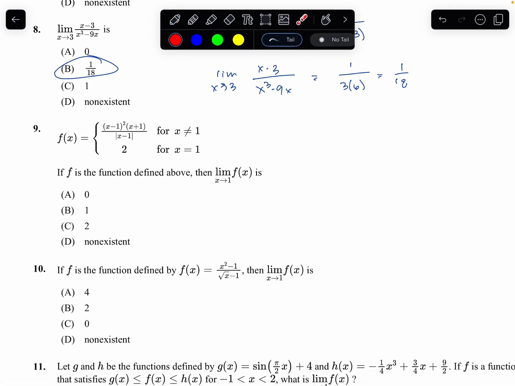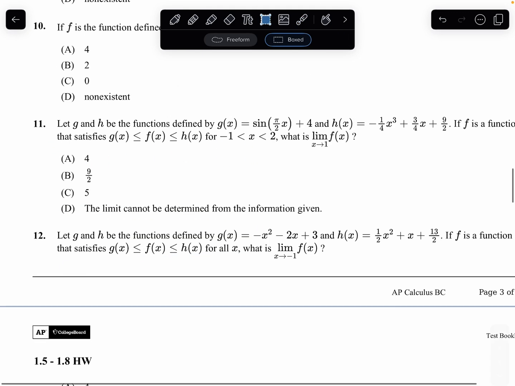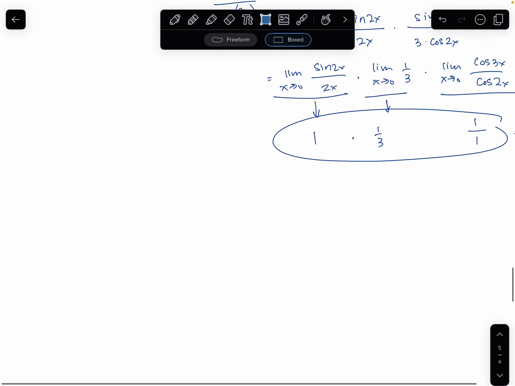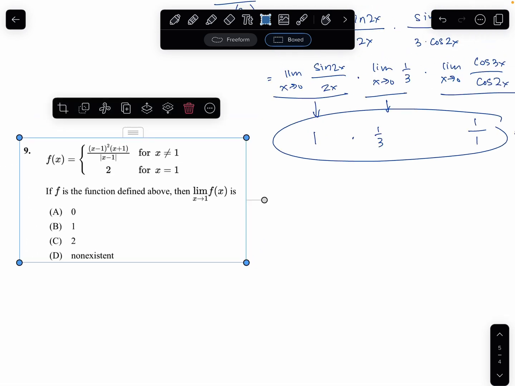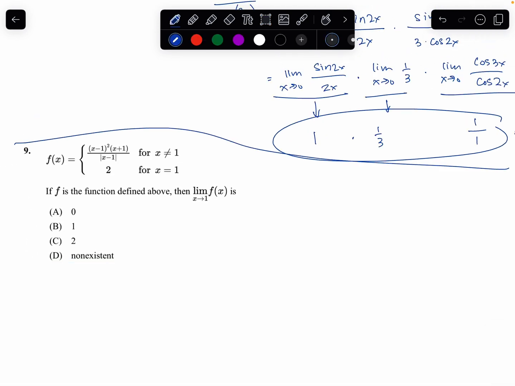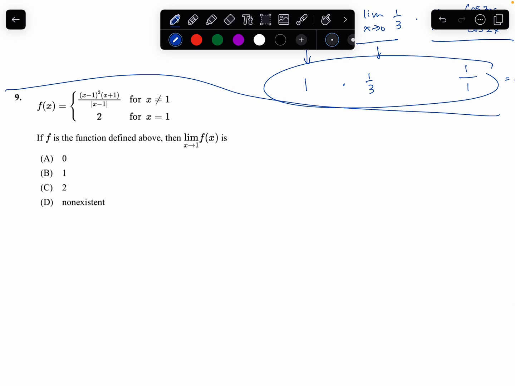We have another piecewise function. So if f is the function defined above, then the limit as x approaches 1 of f of x is. So I'm going to probably need more room than what I'm given here. So let me go ahead and copy this down. Okay, so if f is the function defined above, then the limit as x approaches 1.